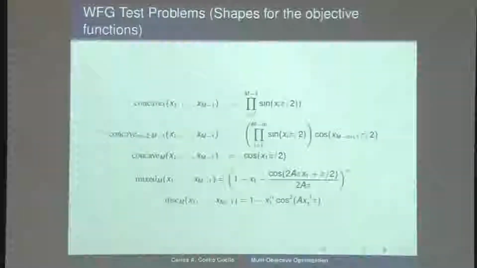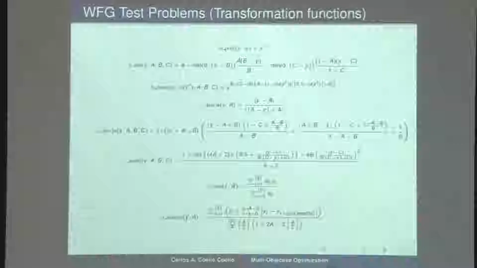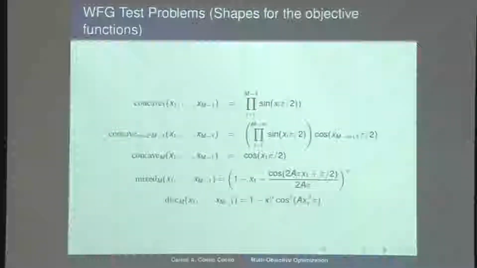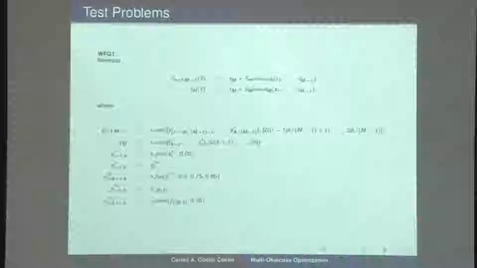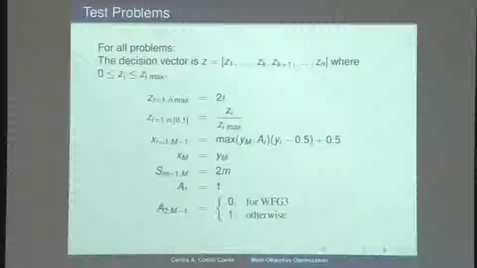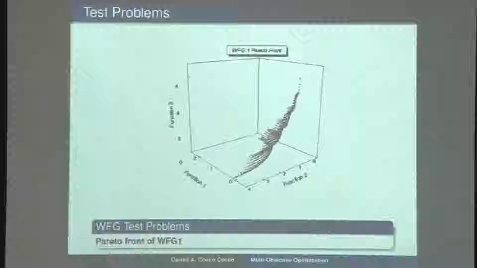These are the shapes of Pareto fronts. Many, you can see deceptive, multifrontal, non-separable, flat, all kinds, concave. And based on those transformations, they define the test problems. So this is, for example, the first, WFG1. In all cases, this is the decision variables vector. And this is, for example, the true Pareto front of WFG1.